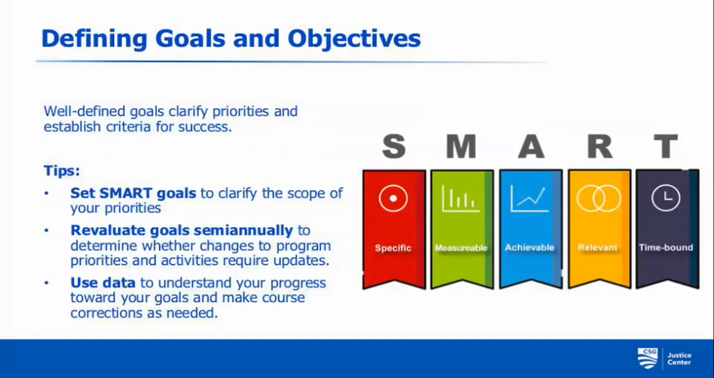So I just want to review quickly common challenges with defining goals and objectives and offer a few tips. It's really important to write well-defined goals and objectives to clarify your priorities and highlight criteria for success. The SMART mnemonic walks you through important dimensions of a good goal or objective, and they should be specific, measurable, attainable, relevant, and time-based. And we recommend that you reevaluate your goals twice a year to determine whether they should be updated and use data to drive this process.